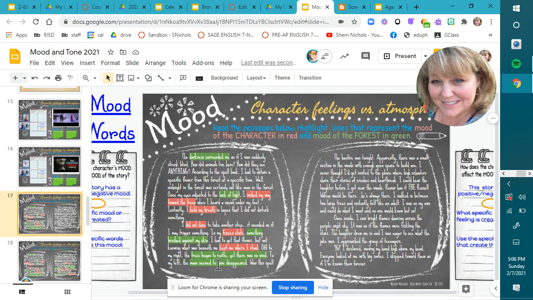And so going through this, you can see how the mood is different depending on whether you're talking about the forest, which is the setting, as opposed to the characters. You'll do the same thing over here. You'll read this one on your own and highlight the moods of the character in red and highlight the moods of the forest in green. And of course, when you're highlighting, you're just going to pick a word and go up, and I'll just click this highlight and green like that. I'm going to undo that.